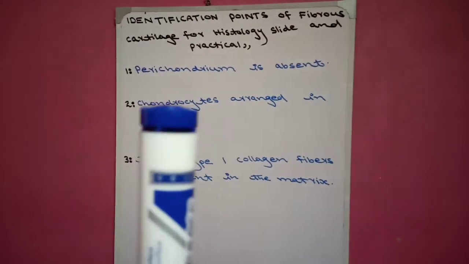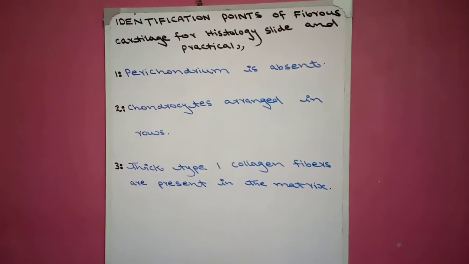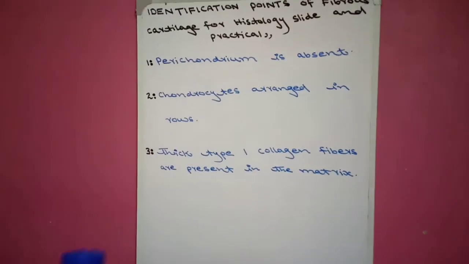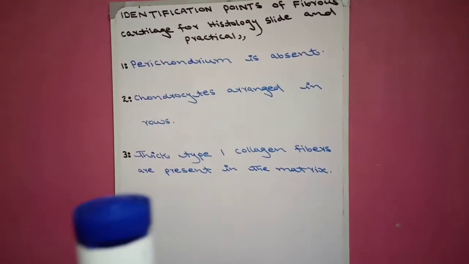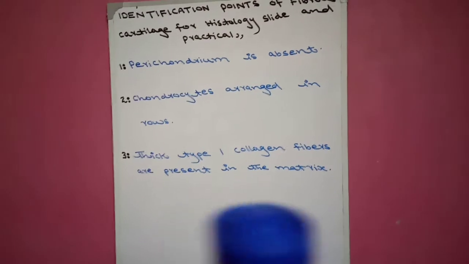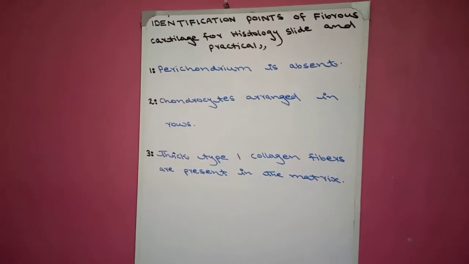Second is chondrocytes arranged in rows. In fibrous cartilage, the chondrocytes are arranged in rows. The third identification point is thick type 1 collagen fibers are present in the matrix. These are the three identification points of fibrous cartilage for histology slide and practical.